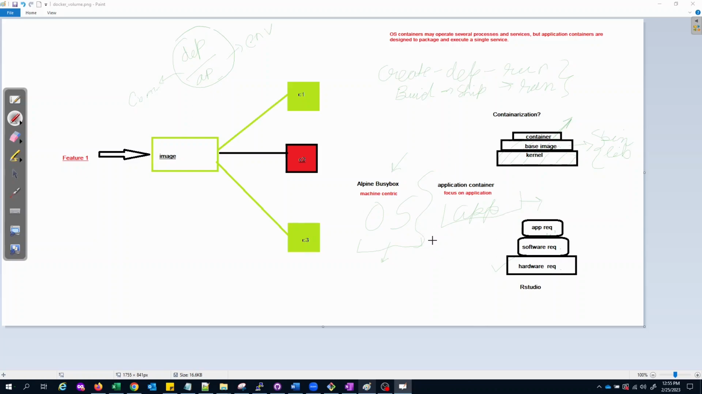And this is a little bit more vast in terms of networking, and very specific to your use case, whereas the OS container is more lightweight and could be used in multiple different services.